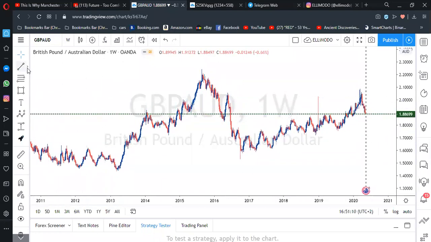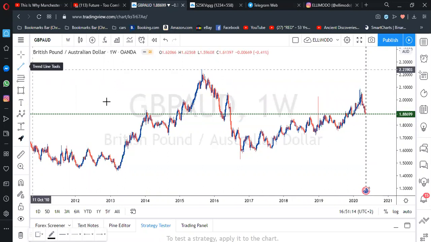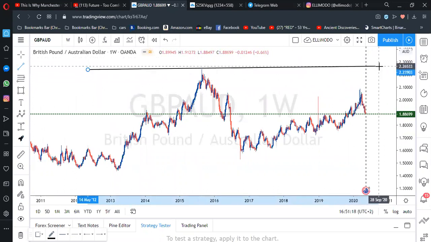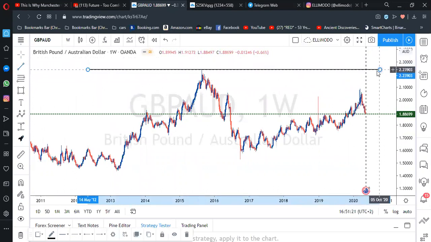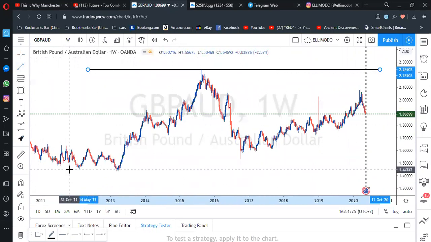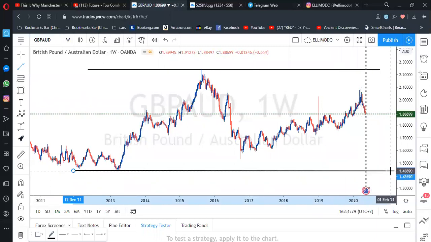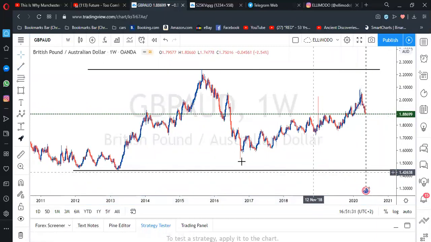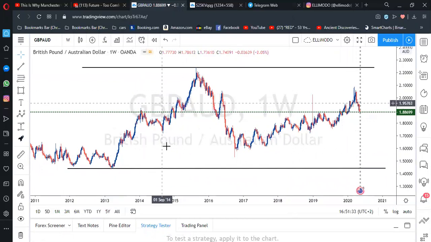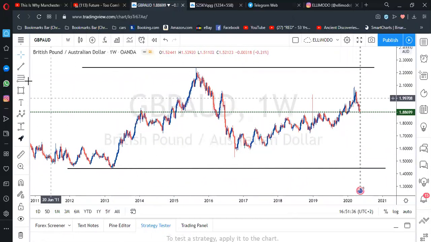I like to do simple analysis on GBPAUD. We'll take it from here because I already know the direction. It looks like it's going up, so we're going to just look at it from this aspect here. It's on a weekly time frame because it looks like it has completed a market cycle.